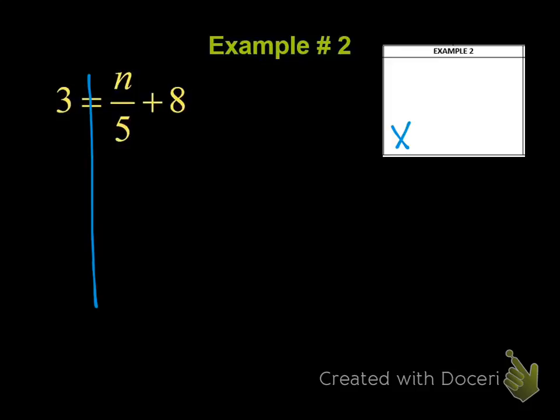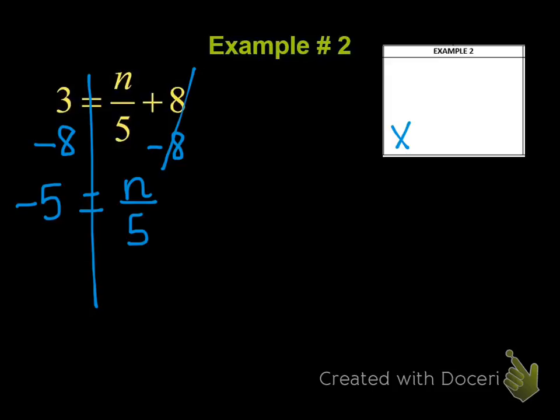I'm going to draw my line here to show my two sides. And if I remember, I'm going to be undoing adding or subtracting and then multiplying or dividing. So I see I have plus 8 here. I want to subtract 8 from both sides. If I do that on the right hand side, I'm still left with n divided by 5. On the left-hand side, I need to be careful here. I have 3 take away 8. That's not possible, so I should know that I'm going to end up with a negative number. So I get negative 5.